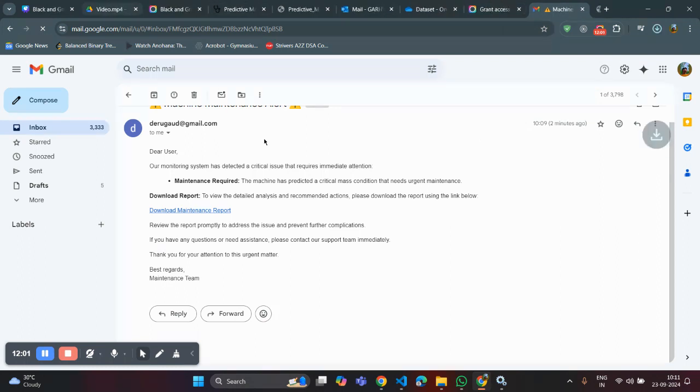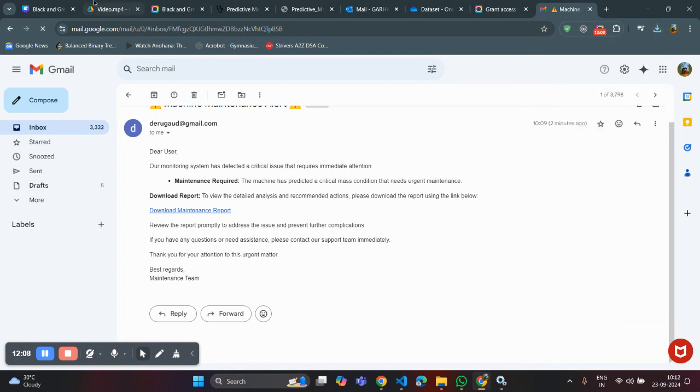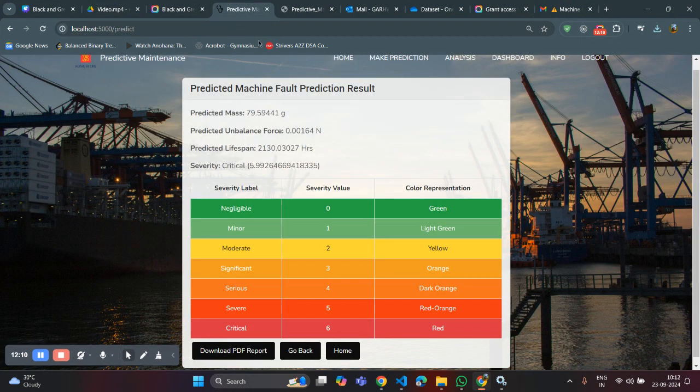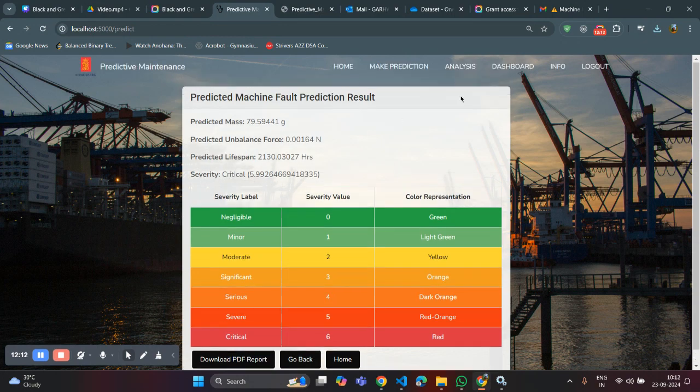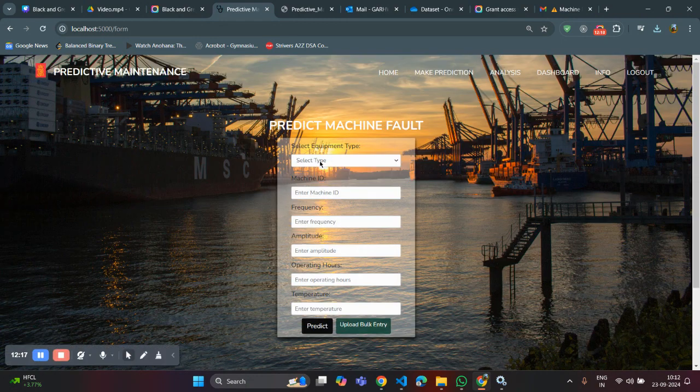Okay, so we have added three types of alert system. First is through mail, second is through SMS, third is through the website only. Okay, see, this is one thing. Then the other thing is, similarly, this is for the unbalanced. Similarly, we can do it for the misalignment and bearing.